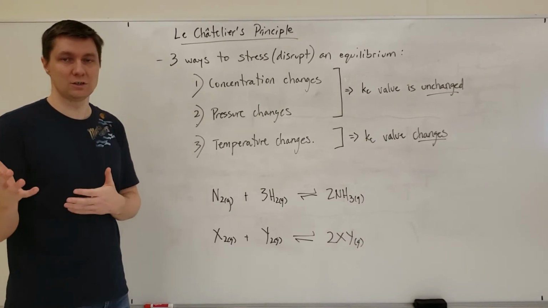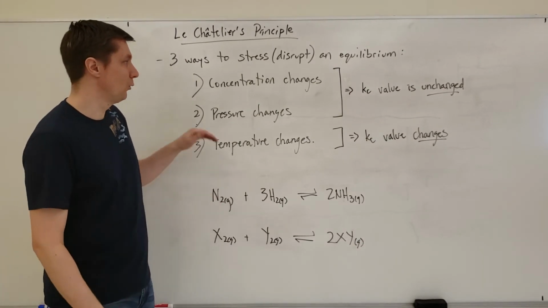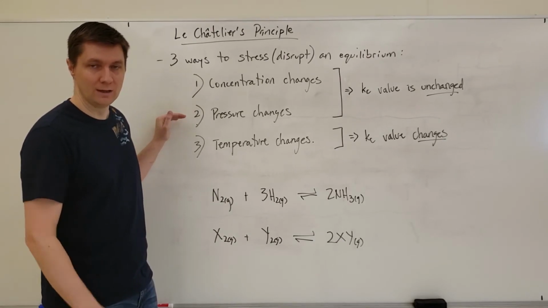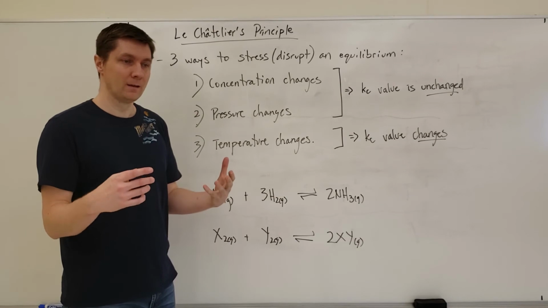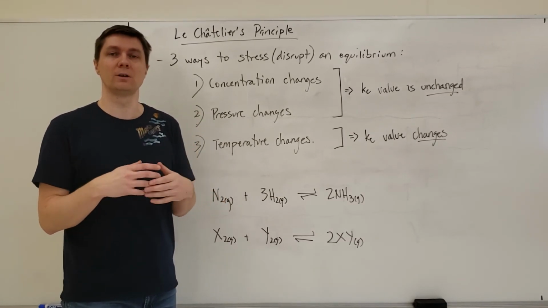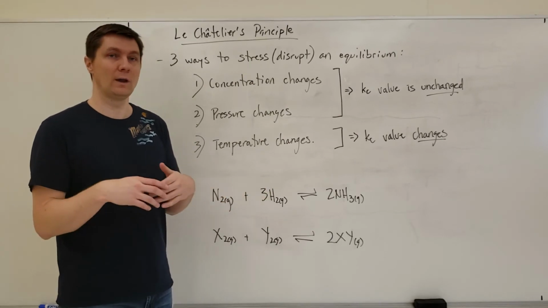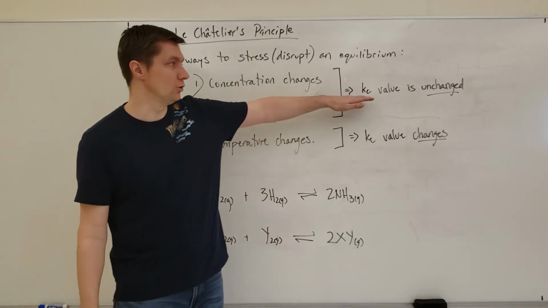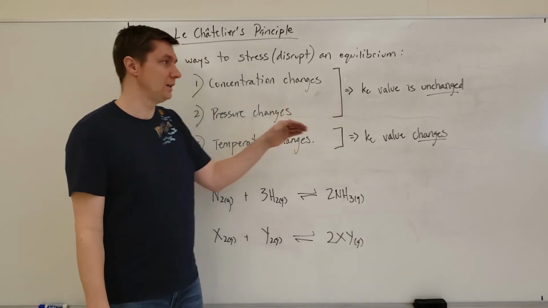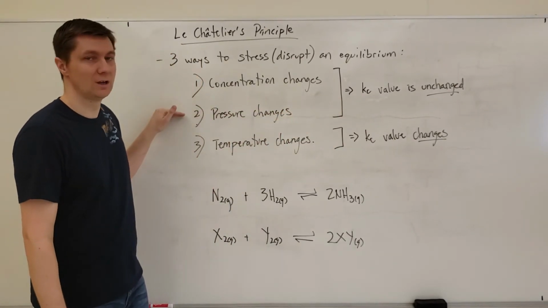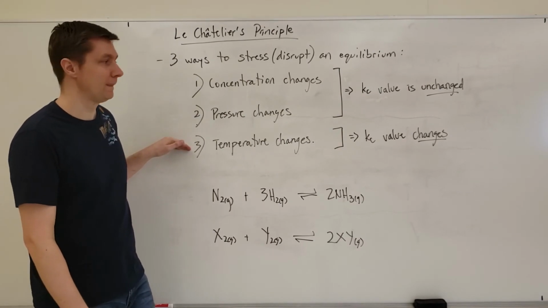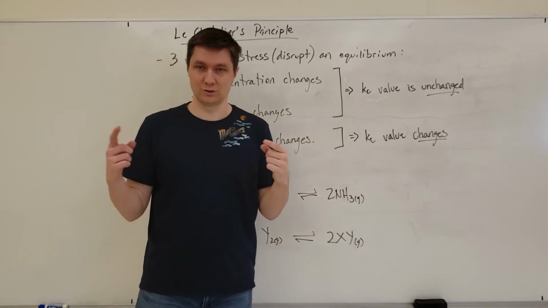Now, one thing that you need to know about these stresses is that whenever we make concentration changes or pressure changes to an equilibrium and disrupt the equilibrium, that equilibrium reaction will undergo a shift so that equilibrium can be achieved again. And when equilibrium is achieved again, you'll notice that the Kc value will always be unchanged anytime we make one of these 2 changes. However, if we put a temperature stress on an equilibrium, then the Kc value does change.